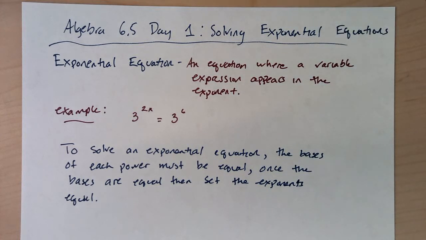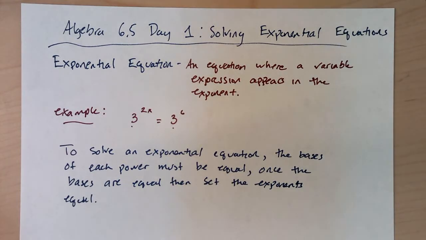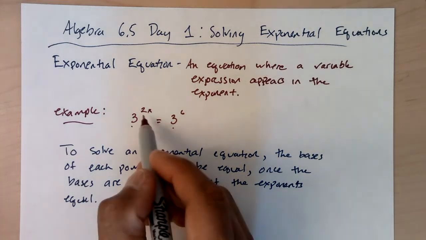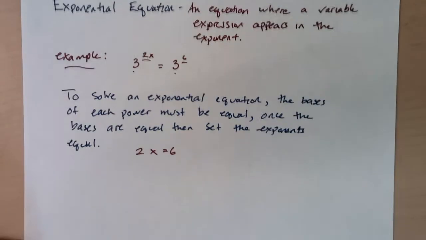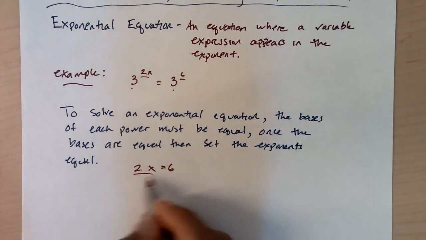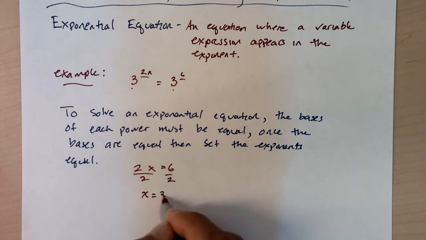So since 3 to the 2x is equal to 3 to the 6th, the bases are the same on each side of the exponential equation. We have 3 as the base. If the bases are equal, then the exponents must be equal. So we could set up 2x is equal to 6 and then solve that equation. You solve this equation using inverse operations. Divide each side by 2. X is equal to 3.